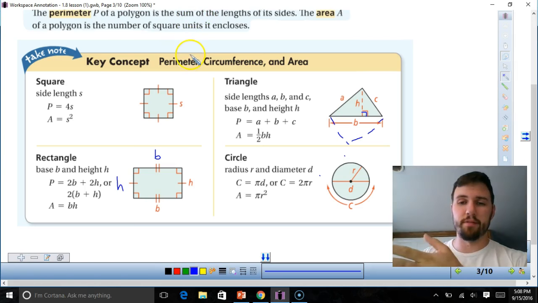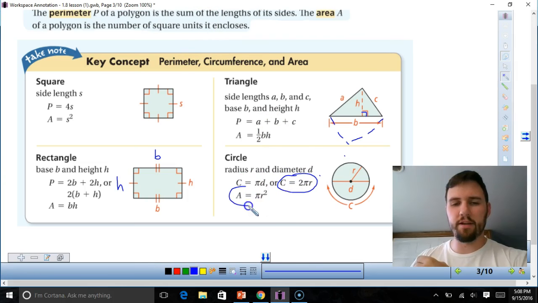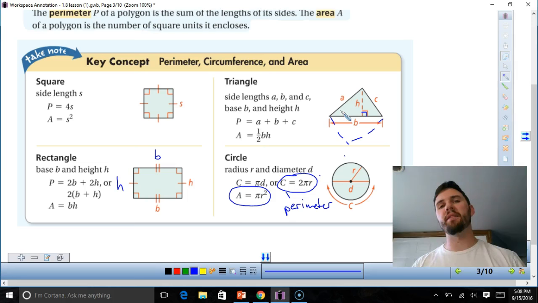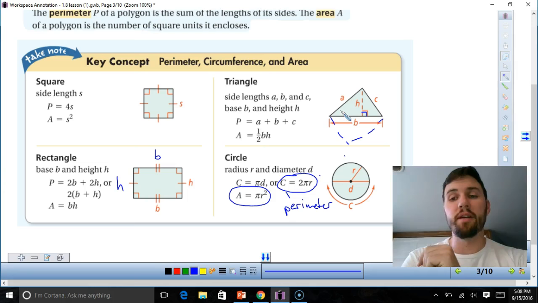Circle's the only oddball. The big ones I want you to know are circumference and area. Circumference is like a circle's perimeter. It's 2 pi times your radius, also known as pi times your diameter. And area is pi r squared.